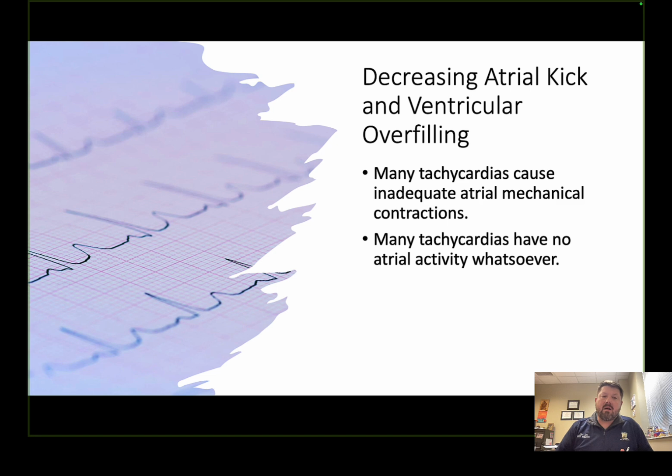So many tachycardias cause inadequate atrial mechanical contractions, which leads to decreased atrial kick and decreased ventricular overfilling. Many tachycardias have no atrial activity whatsoever.